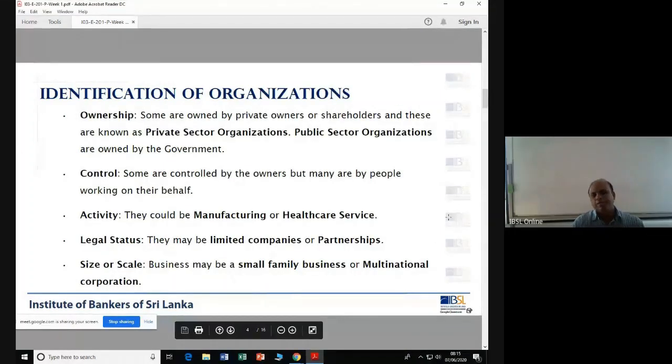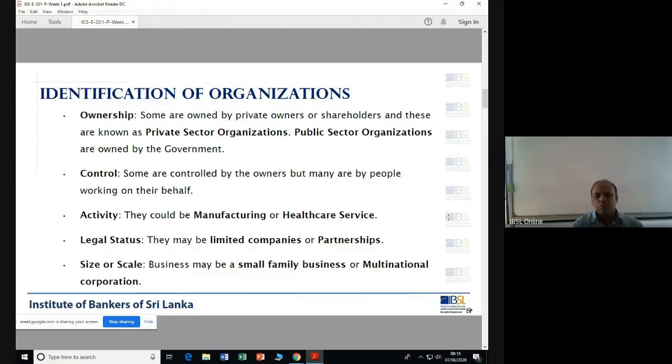So how do we identify these organizations? Now in the business world, we do have several organizations, but how do we segregate one from the other? There are set criteria which will give us an idea of how each of these organizations behaves and how they operate. That gives you an understanding of the operation that the organization is carrying out. The first of such criteria is the ownership.